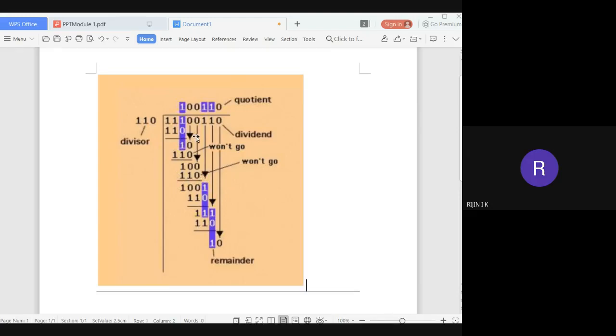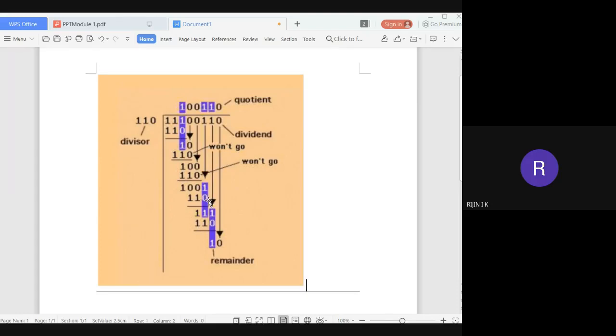So now your position will be here. That means the dividend value is 100 and the divisor value is 110. Then again you try to subtract the divisor from the dividend. Here also it is not possible because 100 is less compared to 110. In that case also you have to place a 0 here. Then shift the divisor once more.